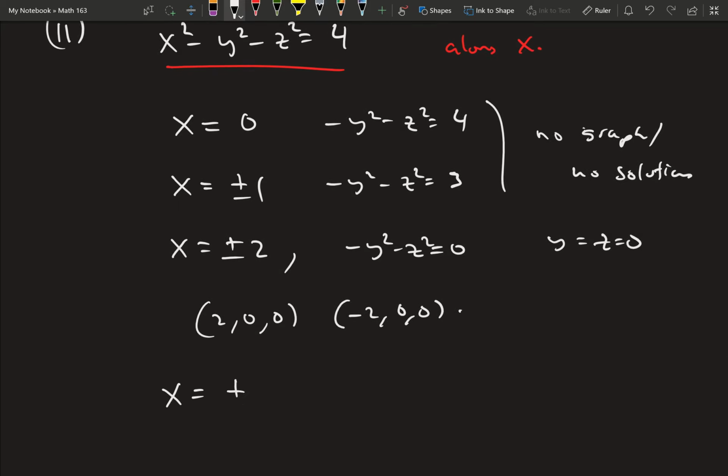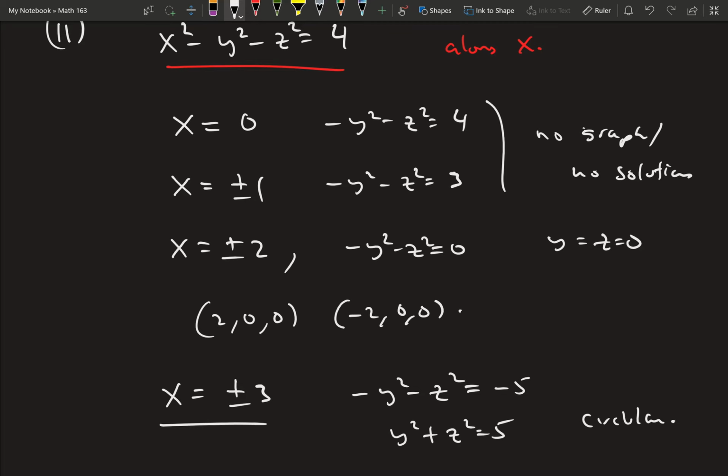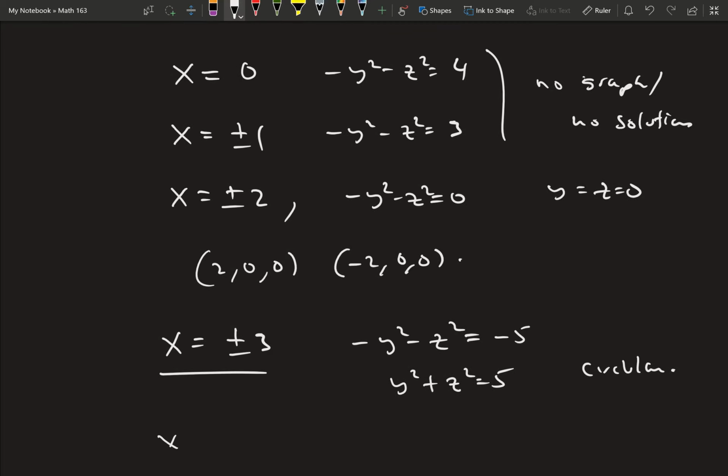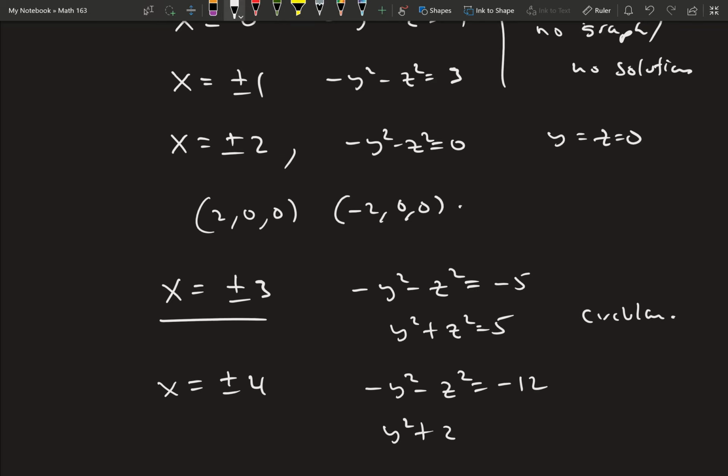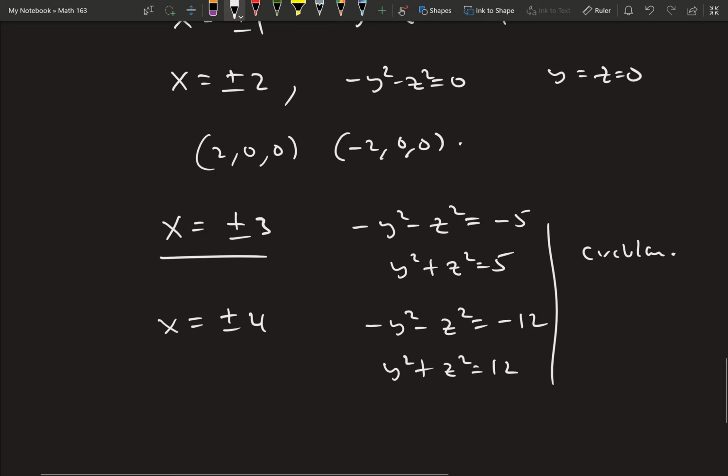And as you keep going, say I plug in plus or minus 3, I'll end up with negative y squared minus z squared equal to negative 5, or y squared plus z squared equal to 5. So you have a circular cross-section along the planes x equals plus and minus 3. And that continues to be the case. If you plug in plus and minus 4, you'll get negative y squared minus z squared equal to 4 minus 16, which is negative 12, or y squared plus z squared equal to 12. So you're going to get circular cross-sections as x grows in absolute value.